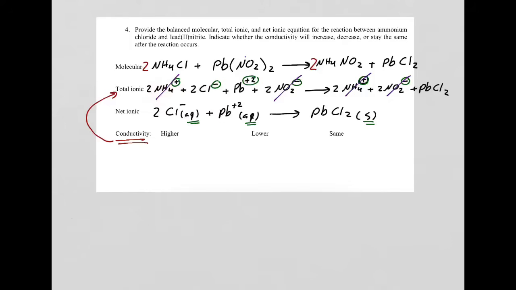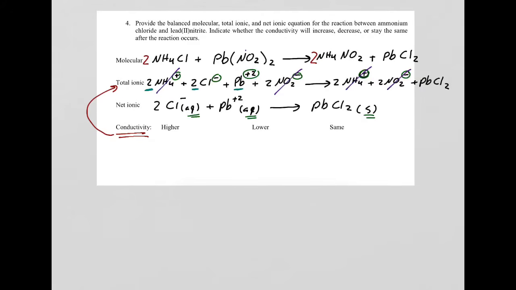NH4 is an ion, right? How many do I have of that? I have 2 NH4 plus. I have 2 ions of NH4 plus. Cl minus, is that a free ion? It is. It has a charge. I have 2 of that. 4 so far. I have 1 Pb plus 2, and I have 2 NO2 minus.